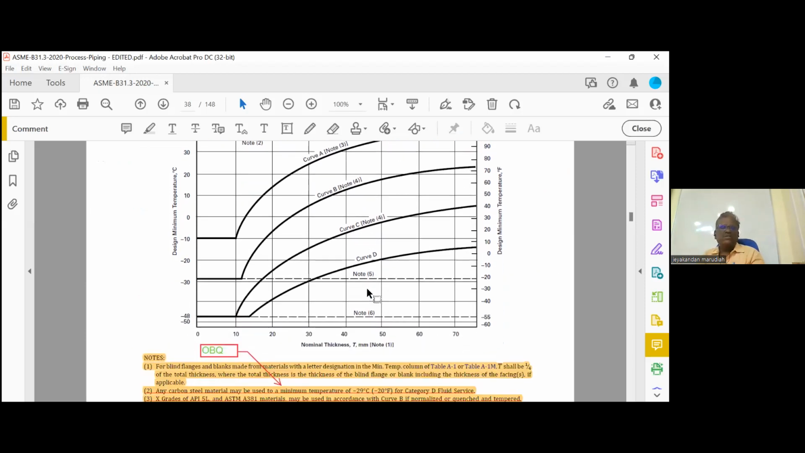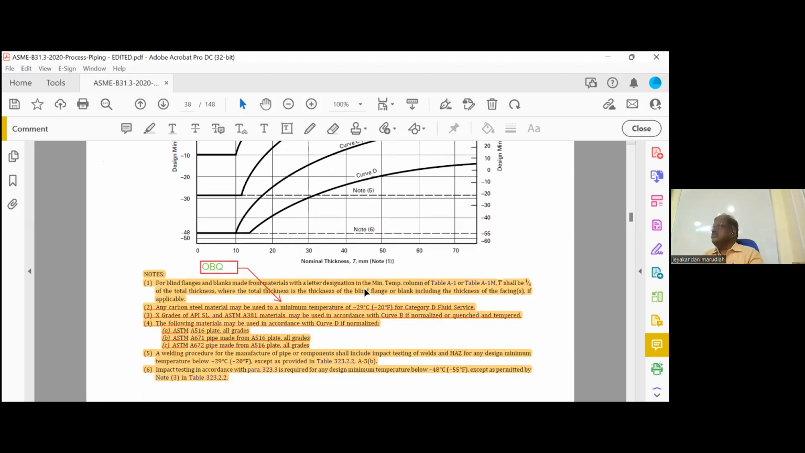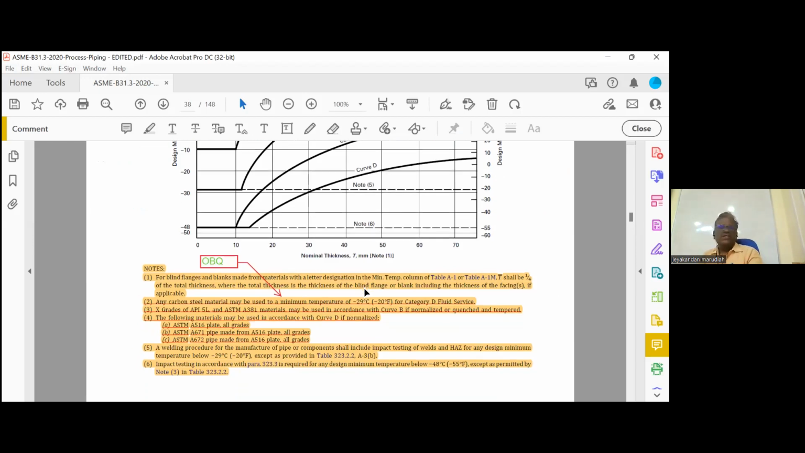Now, these notes are important. It was asked in the last exam. These are the exceptions. For example, note 2. Any carbon steel material may be used at a minimum temperature of minus 20 degrees Fahrenheit for category D fluid service. Suppose the exam question is given as category D, minus 20, we can use it. Even if the temperature is not minus 20, we can use minus 20. That is note number 2.